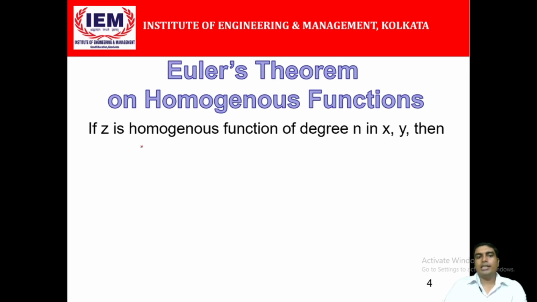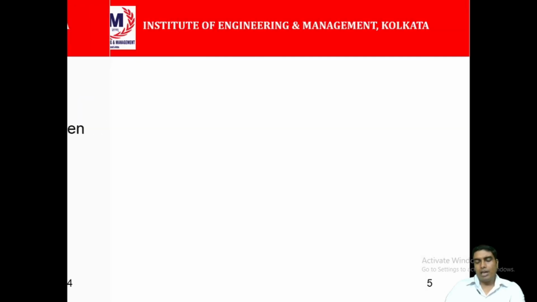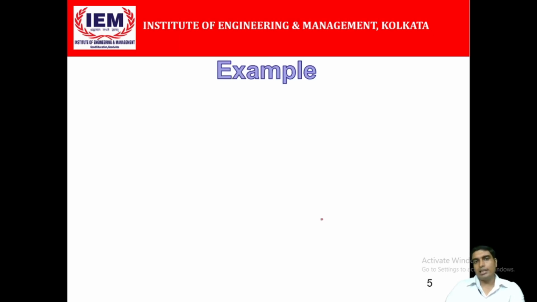Suppose similarly z is a homogeneous function of degree n in x and y, then I will get this equality: x square del 2z del x square plus 2xy del 2z del x del y plus y square del 2z del y square equals n into n minus 1 into z. Okay, where this is the second order partial derivative of z with respect to x, and this is the second order mixed partial derivative, right? And this is the second order partial derivative with respect to y of the function z. Now, by using this formula, I can derive some results. So, for this, I will take this example.